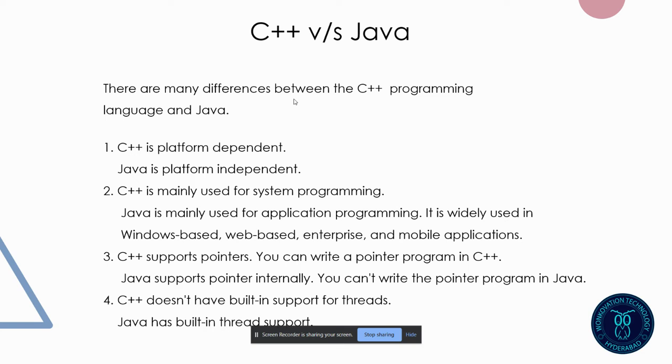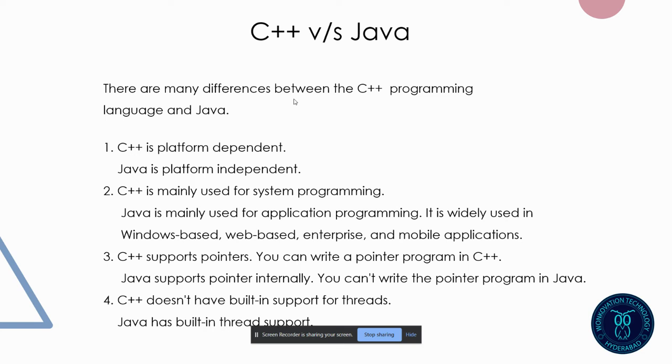C++ is mainly used for system programming, while Java is mainly used for application programming. It is widely used in Windows based, web based, enterprise, and mobile applications. C++ was designed for systems and applications programming, while Java was designed and created as an interpreter for printing systems but later extended to support network computing. It was designed to be easy to use and accessible to a broader audience. C++ supports multiple inheritance, while Java doesn't support multiple inheritance through classes. It can be achieved using interfaces in Java.